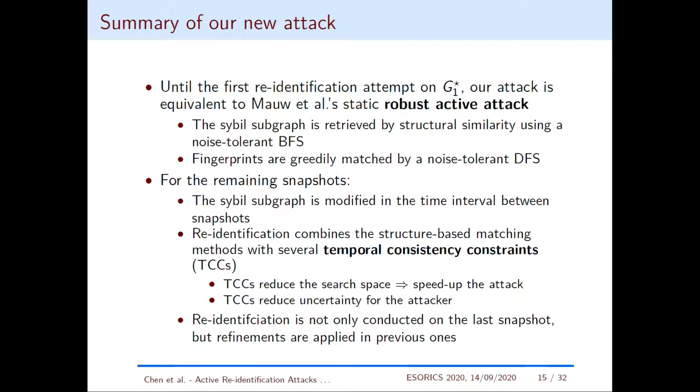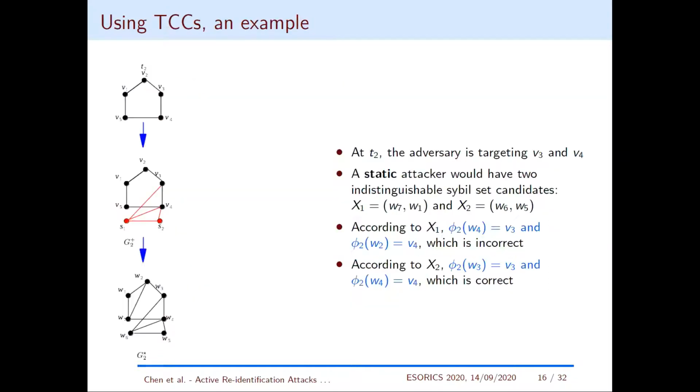So we define what we call temporal consistency constraints, or TCCs, and these temporal consistency constraints allow us to reduce the search space, which speeds up the attack considerably, and it also reduces the uncertainty of the attacker. And then re-identification is not only conducted once on each snapshot, instead it is conducted as many times as needed in all snapshots released until the given moment.